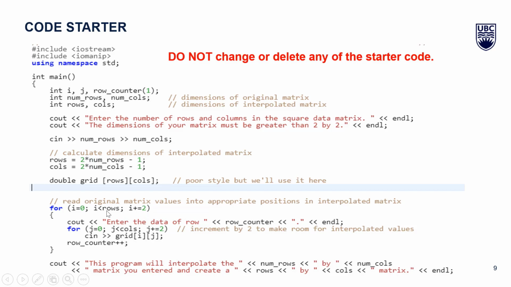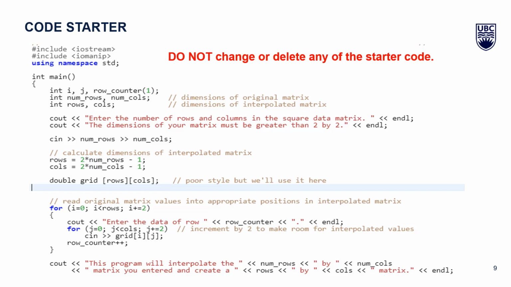If this condition is satisfied, we will repeat the execution of our code. If this condition is not satisfied, we will exit from this for loop. By the end of this nested for loop, we will be able to enter the values of all points of our original matrix in their new positions in the interpolated matrix. After that, we will print out on the screen. This program will interpolate our original matrix, whose dimension the user will enter, to a new interpolated matrix with new dimensions. Now we have the values of points of our original matrix in new positions in the interpolated matrix.